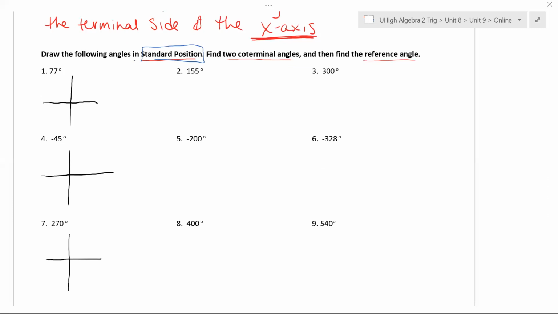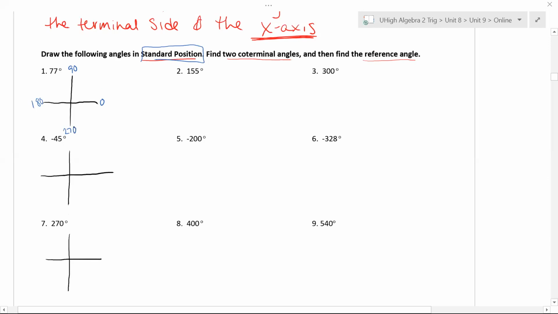So thinking about how this coordinate plane would work with degrees, I'm thinking, okay, this would be my 0. This would be 90 degrees. This would be 180 degrees. And this would be 270 degrees.